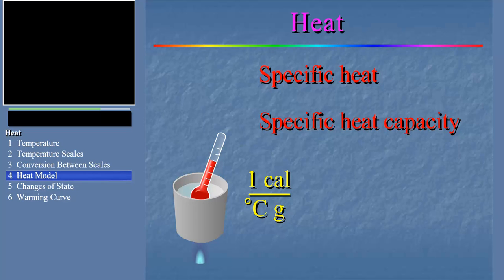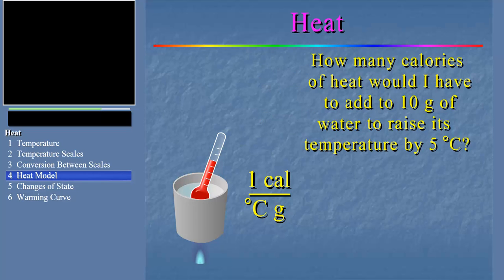So how many calories of heat would I have to add to 10 grams of water to raise its temperature by 5 degrees Celsius? Well, 50, right? If we look at the question by dimensional analysis, it works out as follows.